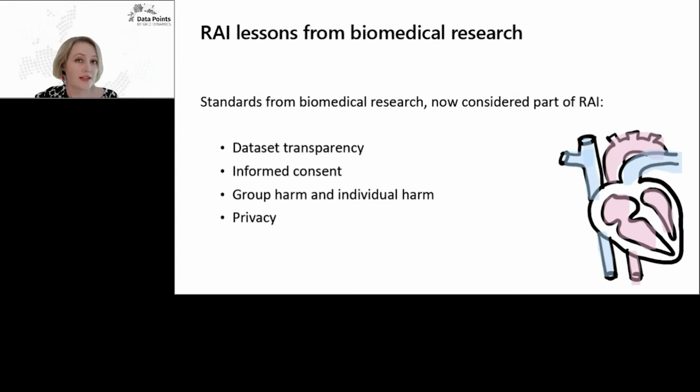Some of the standards from biomedical research that are now considered part of responsible AI are, first of all, dataset transparency. When you publish a paper in medical research, you have to be very transparent about who was in your dataset, what research participants were there, what age were they, where were they from, what race were they, what was the level of education, and so on. You're really transparent about that, which is something that we're seeing in responsible AI too. Also the concept of informed consent, group harm and individual harm, and privacy are all concepts that you find in both, and I find that parallel quite interesting.